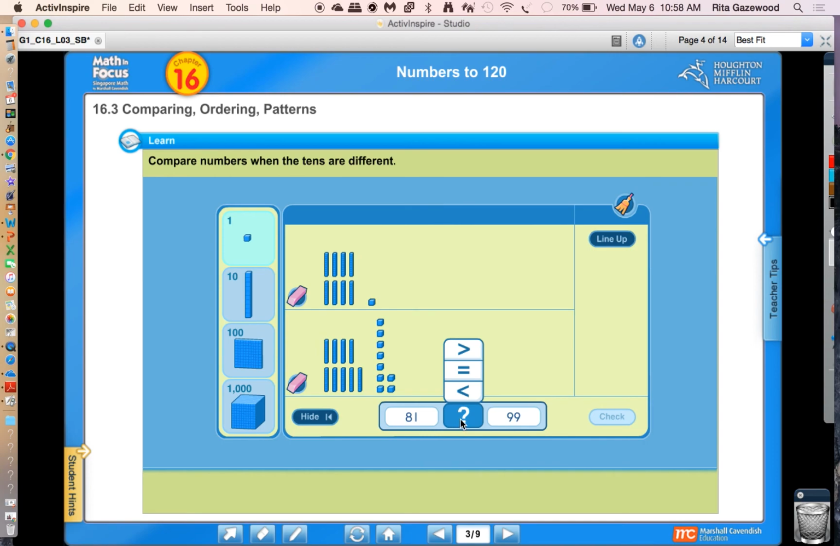All right. So let's decide. 81 is greater than 99, 81 is equal to 99, or 81 is less than 99. What do you think it is? Remember, 81's up here, 99's down here. 81 is greater than 99, 81 is equal to 99, or 81 is less than 99. What do you think?